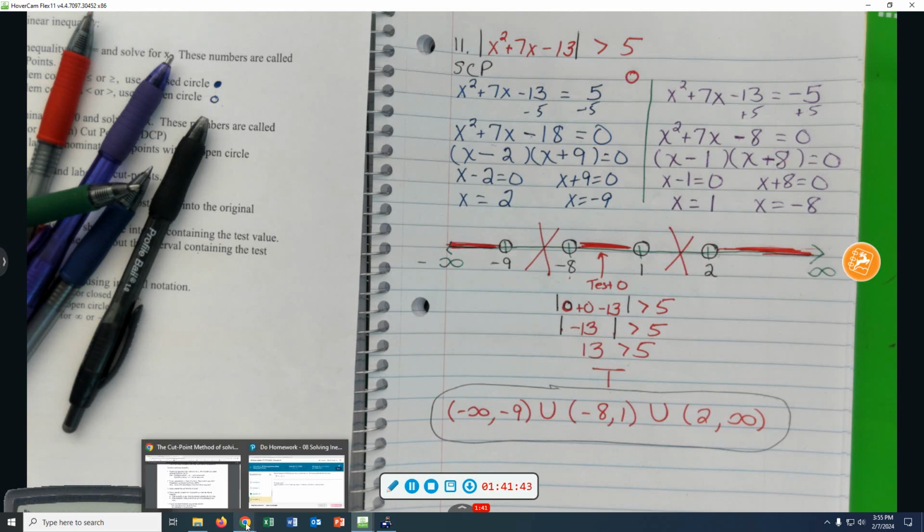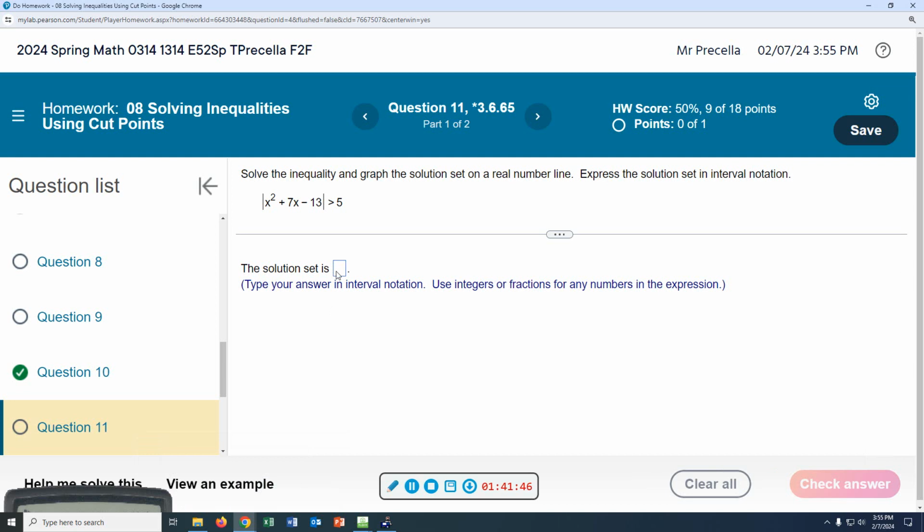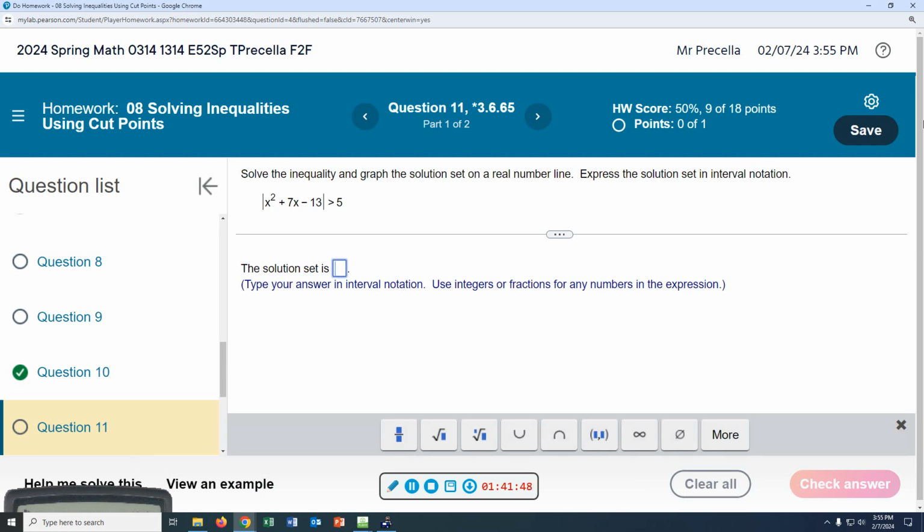Then before we call it quits, I want to look at the view an example just so y'all can see and appreciate that y'all have something called a cut point method, which makes solving inequalities so much easier than this hocus pocus that they're doing.